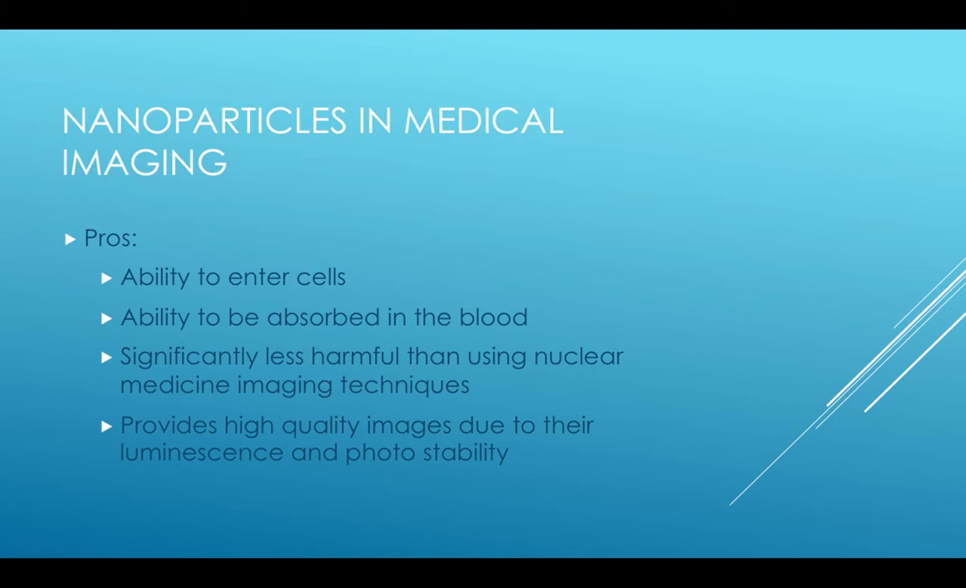The advantages are nanoparticles have the ability to enter cells, allowing for real-time imaging of processes occurring within the body, such as cellular processes. They also have the ability to be absorbed in the blood, which allows detailed imaging of the heart, liver, and blood cells. Some nanoparticles have high luminescence and photostability to provide high-quality images, and they are significantly less harmful than using nuclear medicine imaging techniques.